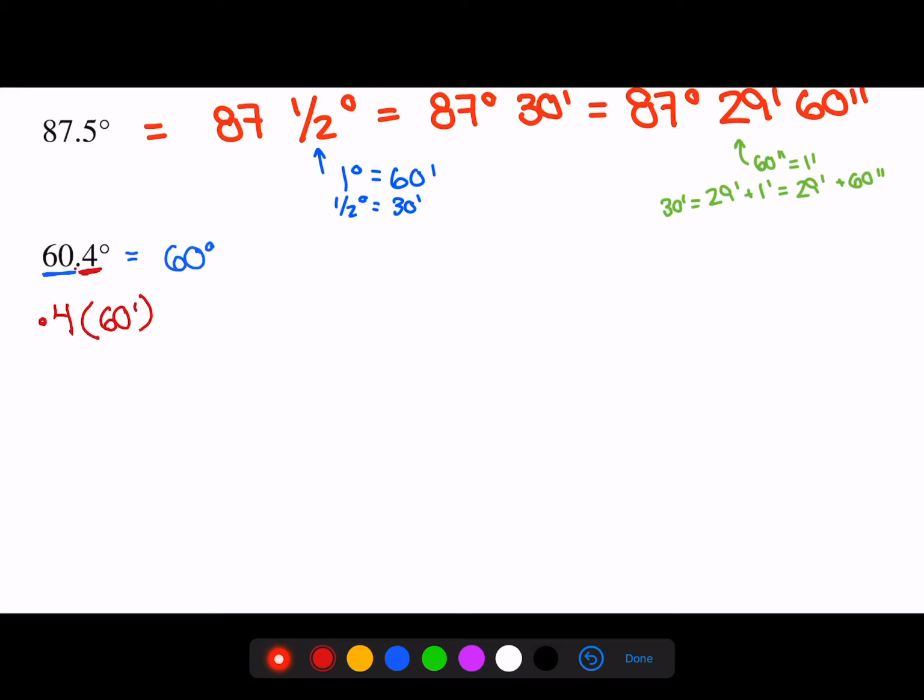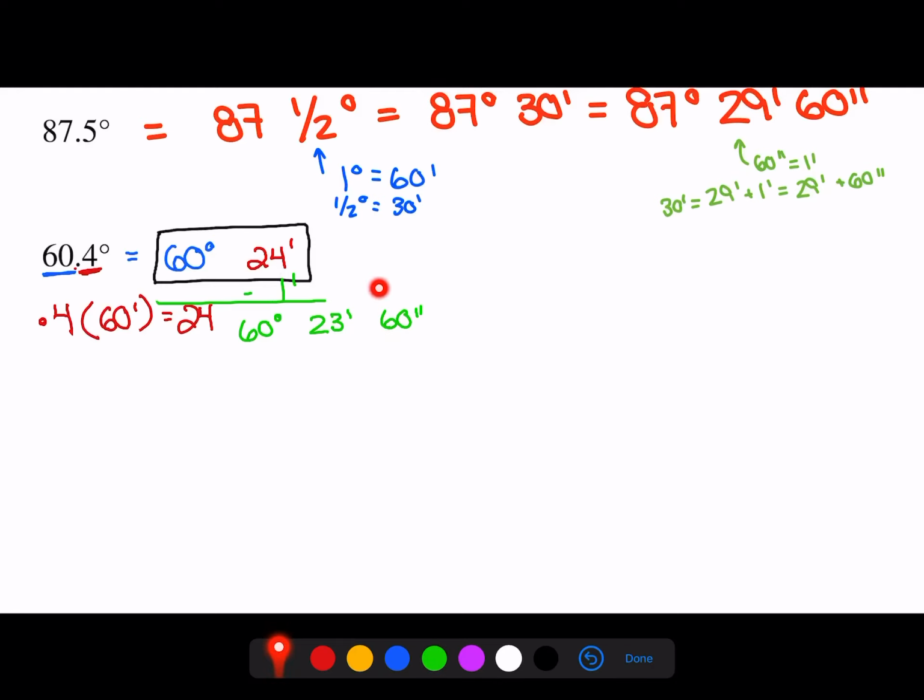So 0.4 times 60 will give us 24. That's equal to 24, so I now have 24 minutes. This is an acceptable answer. If I want to convert it to degrees, minutes, and seconds, I'm going to do the exact same thing that we did on the last one. I subtract 1 minute, which will leave me with 60 degrees, 23 minutes now, and that subtraction will give me that extra 60 seconds. So that 1 minute turns to 60 seconds. And again, both of these answers are correct. Either one would be accepted.